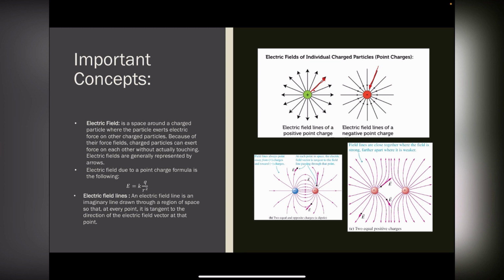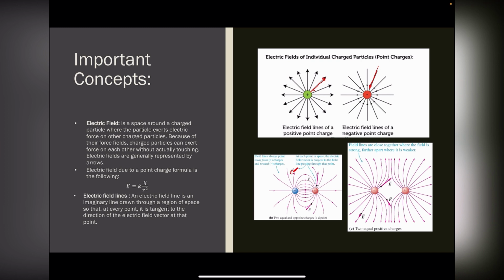And before I forget, here is the definition of electric field lines. An electric field line is an imaginary line through a region of space so that at every point it is tangent to the direction of the electric field vector at that point. Okay? And we can see here that electric field lines always point away from positive charges and towards negative charges. And here is the tangent; at each point in space the electric field is a vector tangent here. You can see this here.